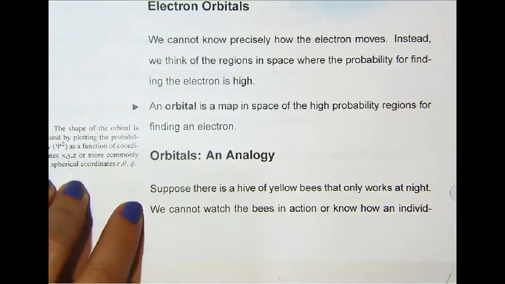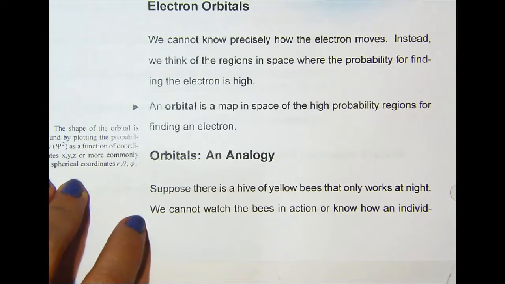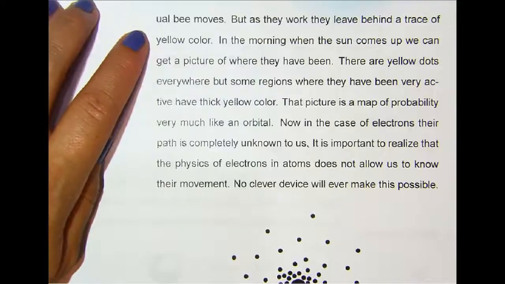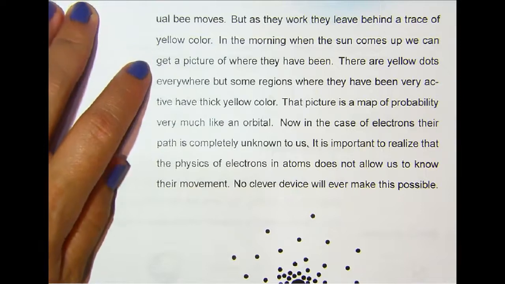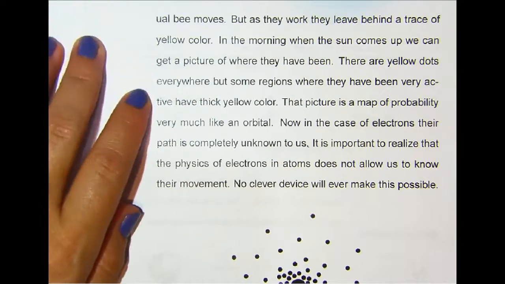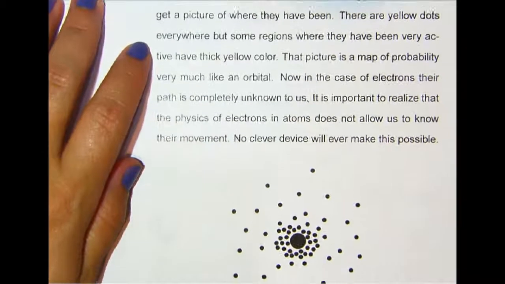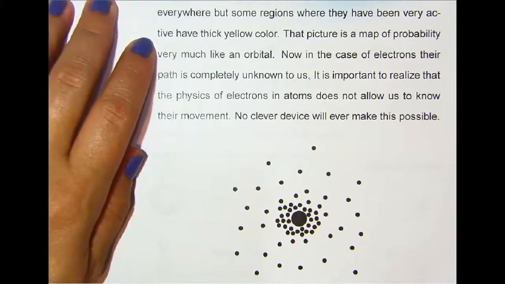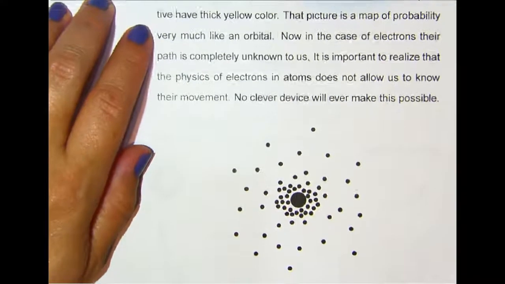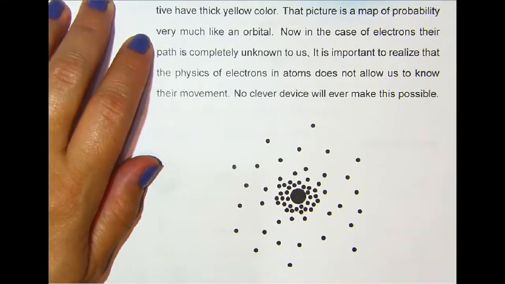Orbitals, as an analogy: suppose there's a hive of yellow bees that only works at night. We cannot watch the bees in action or know how an individual bee moves, but as they work, they leave behind a trace of yellow color. In the morning, when the sun comes up, we can get a picture of where they have been. There are yellow dots everywhere, but some regions where they have been very active have thick yellow color. That picture is a map of probability, very much like an orbital.